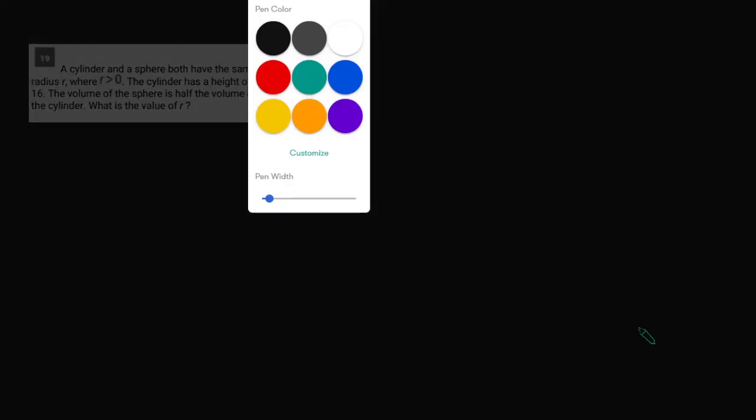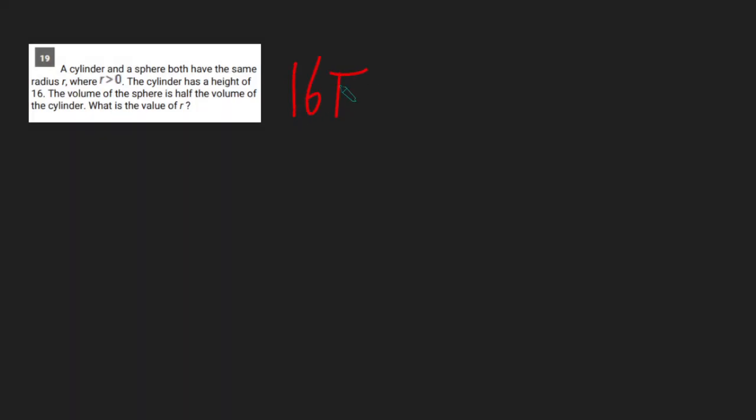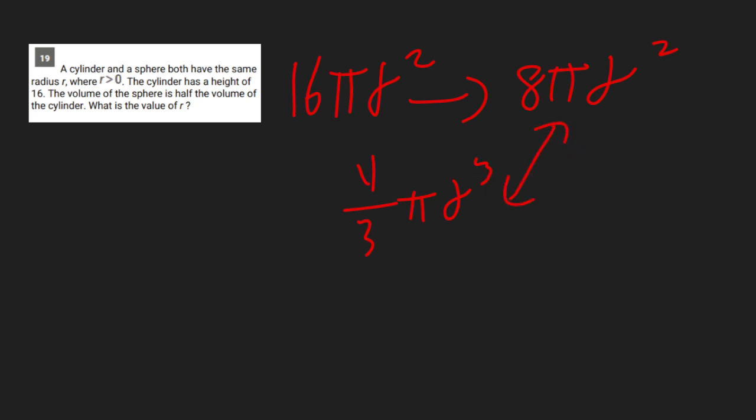So the volume would be pi r squared times 16. It would be 16 pi r squared for the cylinder, and the volume of the sphere would be 8 pi r squared. And both have the same radius, so that means the sphere would be 4/3 pi r cubed, and these would be equal. So this means that r simply equals 6.